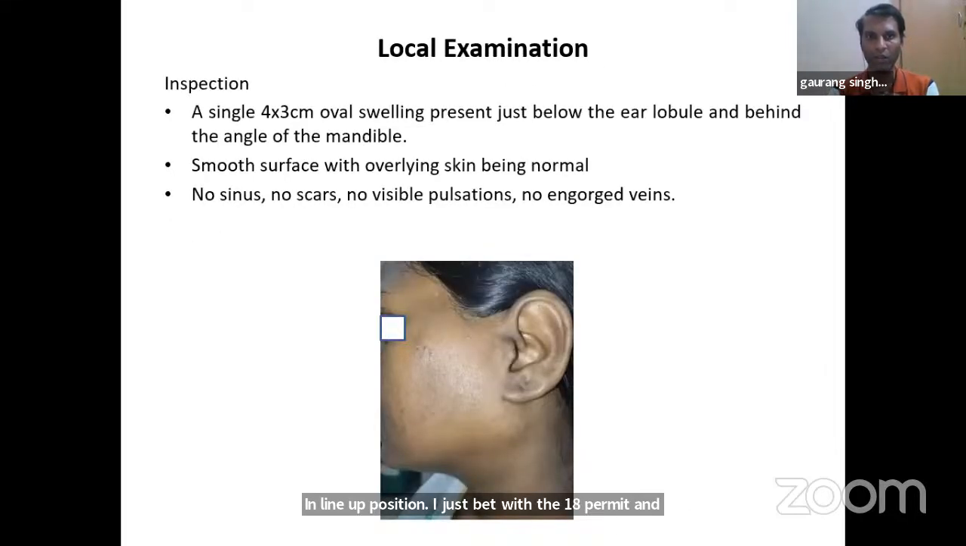On inspection, there was a single 4 by 3 centimeter oval swelling just below the ear lobule and behind the angle of the mandible. The skin over the swelling appears normal and is smooth. There are no scars, no sinuses, no visible pulsations, no enlarged veins.